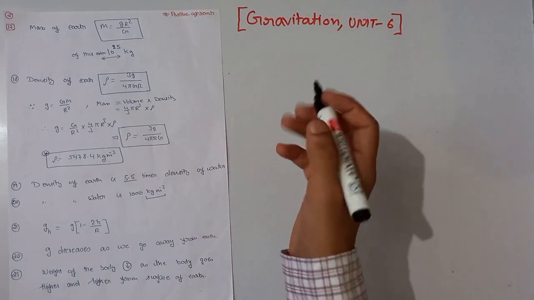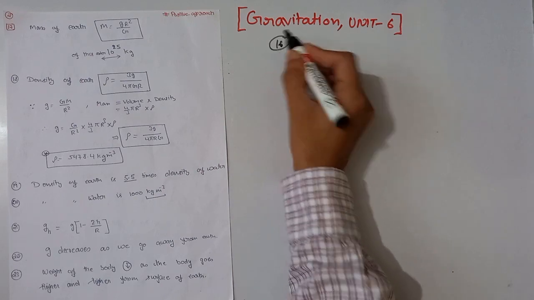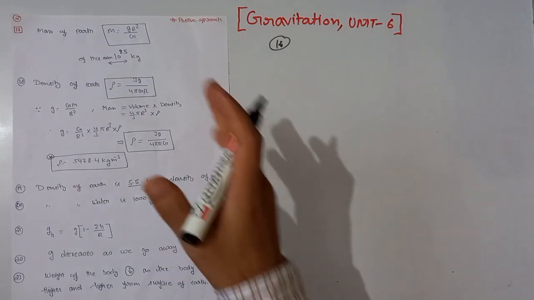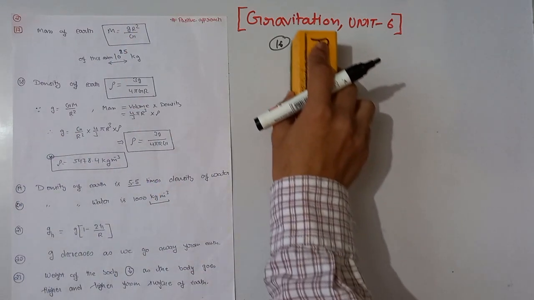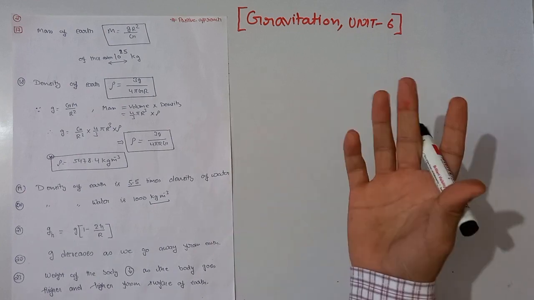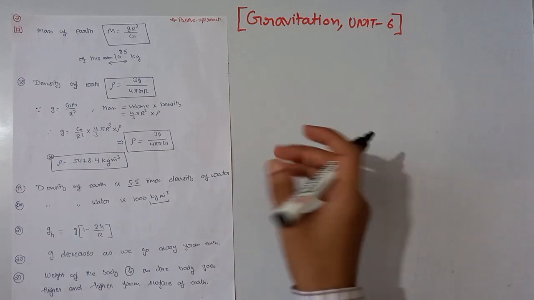Yesterday, we already discussed some important key points and numericals up to number 16. So today we are going to discuss the next important key points of this chapter. After discussing these key points, we will proceed toward our numericals. So without wasting any time, let's start.